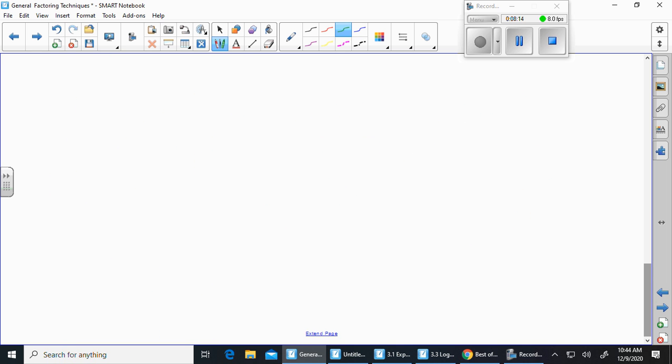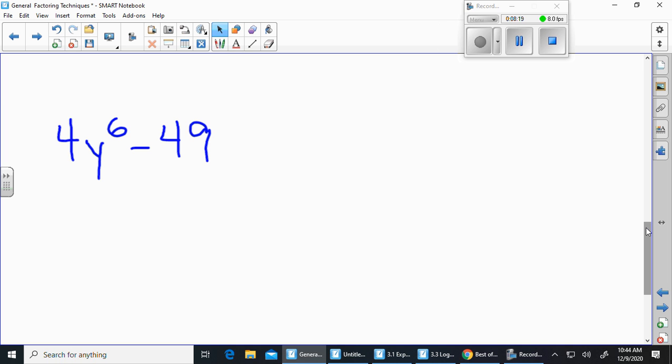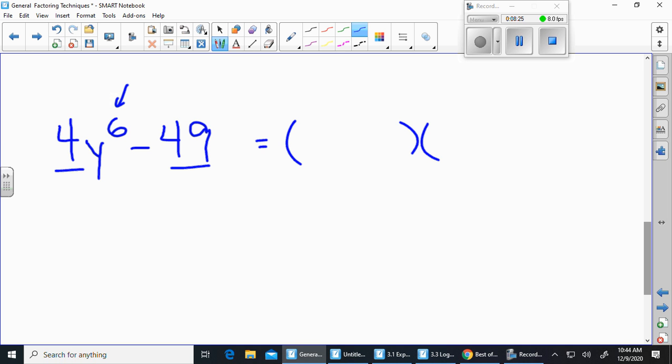Just for you to see one more with a higher power. 4y to the 6 minus 49. 4 and 49 are perfect squares. That's even. I square root. Square root of 4, 2. Square root of 49, 7. 1 plus, 1 minus. The square root of y to the 6 is y to the 3rd.